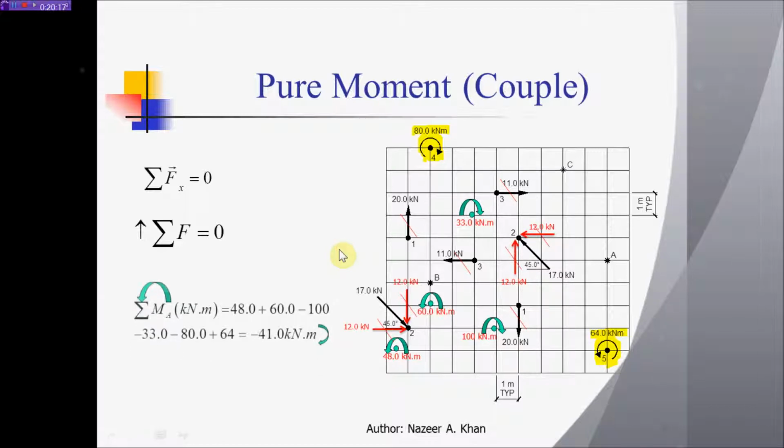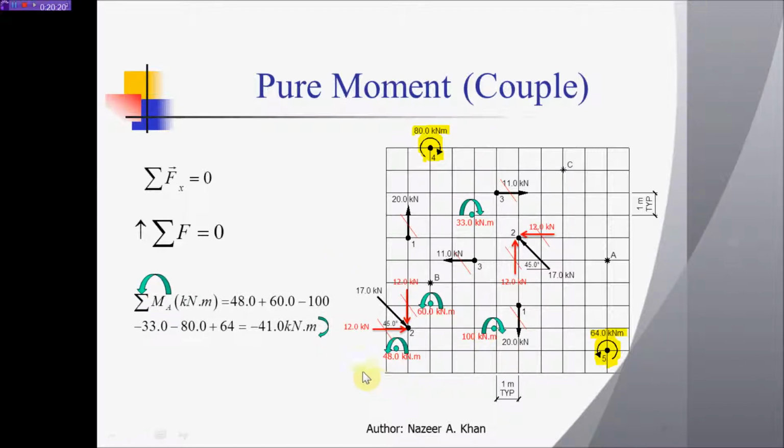Summation of moments, it's going to be a little bit different. We have 48 kilonewton going in the positive direction, which is counterclockwise. We have 60 right here, positive direction again. We have 100 right there, negative direction. The negative sign is right there. We have 33, negative direction, which is the clockwise direction. It is reflected right here. And we have 80. Okay, where's our 80? Right there. And that is going in the negative direction also. And we have 64 in a positive.